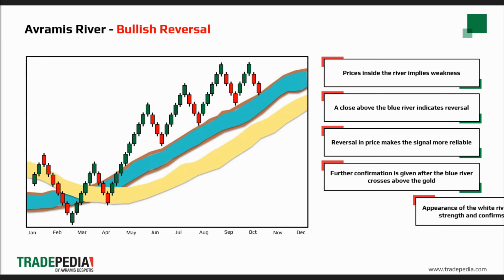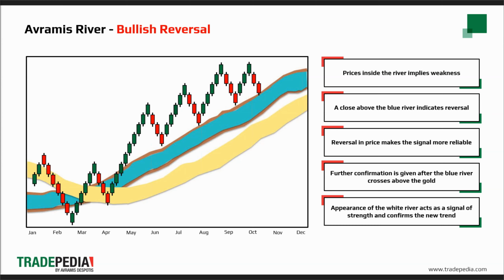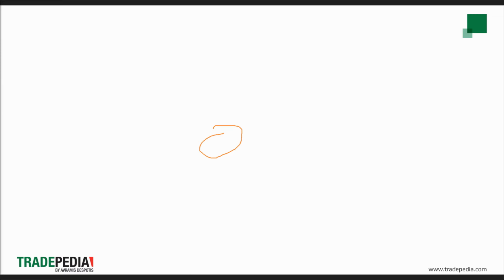So next slide. The appearance of the white river acts as a signal of strength and confirms the new trend. So this is the appearance of the white river you see right here. If you see there's a gap, then obviously there's a very strong uptrend right there. Oh, so let me erase.